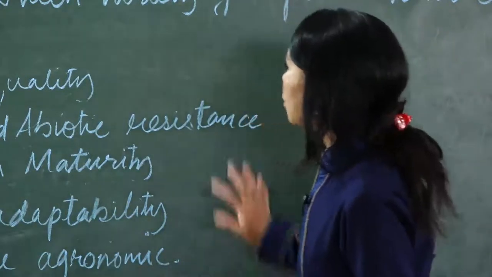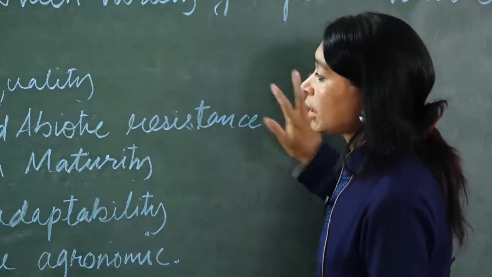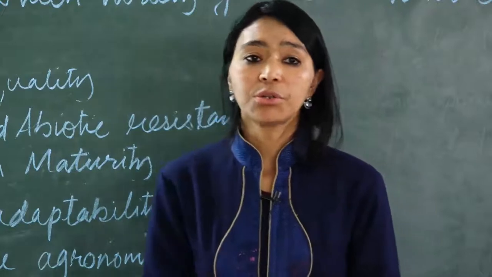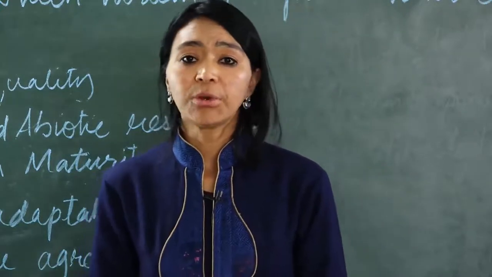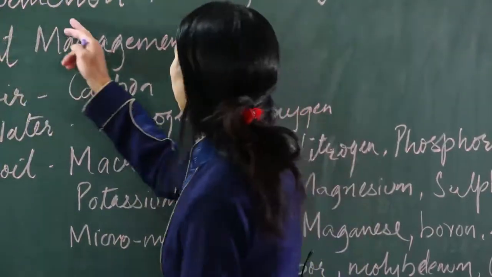So these are the characteristics of a variety improvement, the new variety accepted. Okay, the second one is crop production management.